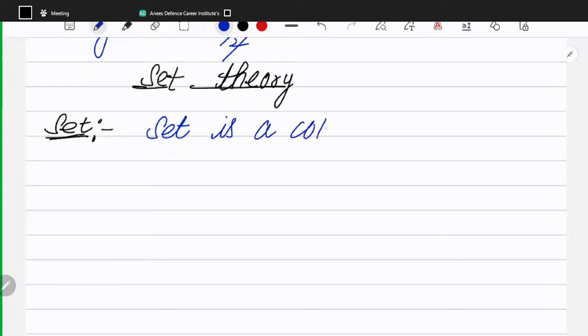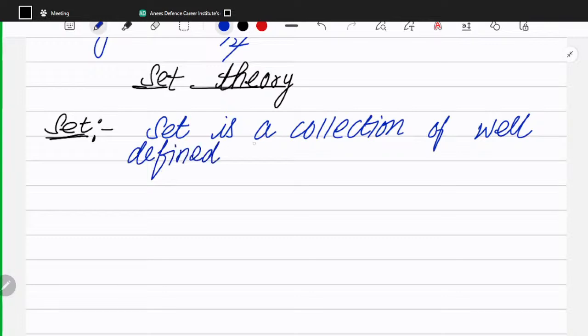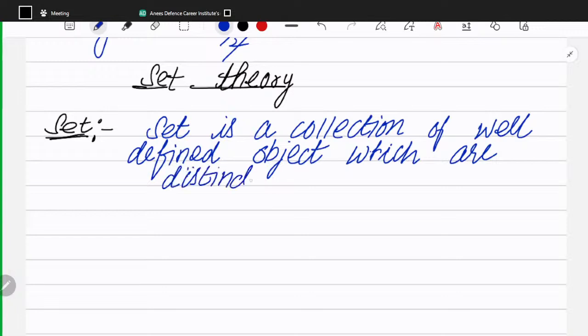Set is a collection of well-defined objects, which are distinct from each other. It is a collection of well-defined objects.